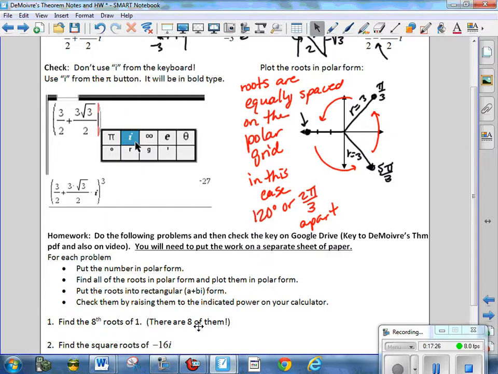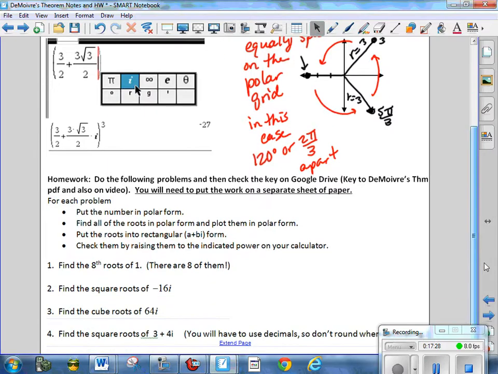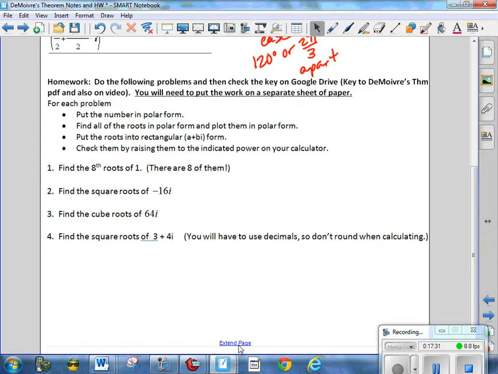Okay, back to our Smartboard presentation here. What do I want you to do for homework? Your homework is to do the following problems and then check the key on Google Drive. I'm going to put a complete worked out key on Google Drive, and it's going to be entitled Key to DeMoivre's Theorem. I will also put a video with some homework tips on it, as well as a separate video of the lecture notes. The reason I'm doing this is because I want you to come in tomorrow already knowing what you know how to do.